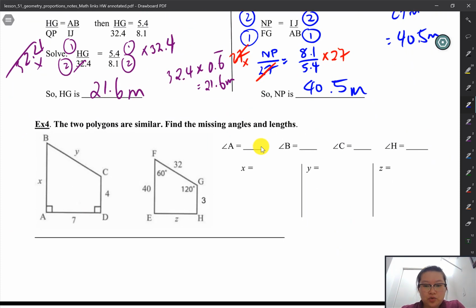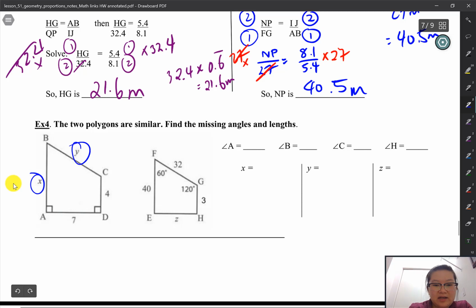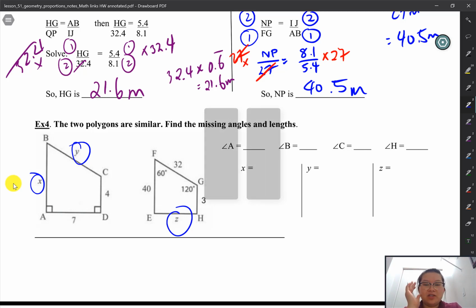Hey, this is not too bad. What are we trying to do here? The two polygons are similar. Find the missing angles and the lengths. Well, the first few should be relatively easy. And then here's x, here is y, z's down here. So you want to figure out those missing sides and angles. Now is a good time to pause the video for you to try this question fully.